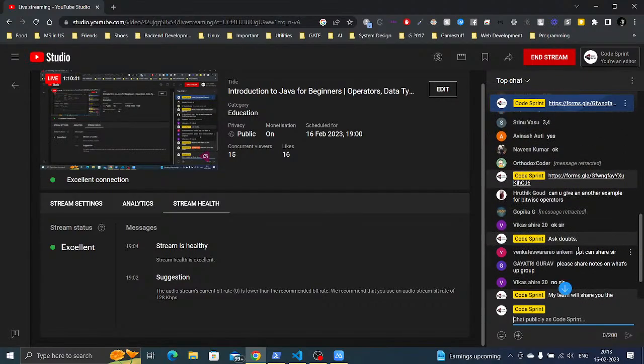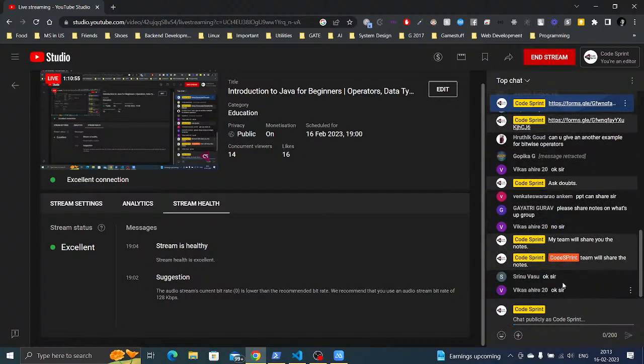Hrithik Gaud actually asked me, can you give another example for bitwise operators? What do you mean by another example of bitwise operators? Which particular bitwise operator do you need an example of? All bitwise operators or just some of them? Hello, Hrithik, are you there?